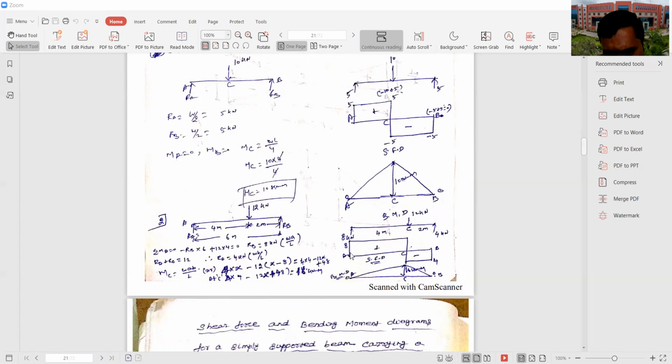So for your reaction, RA 8 kilonewton, upward positive, then it continues up to C, then minus 12 plus 8, so minus 4 coming down, minus 4, then minus 4 plus 4, 0. Here the bending moment WAB by L is 16 kilonewton meter. For a simply supported beam the ends are 0, both ends 0, so the maximum is at the point where the 12 kilonewton is acting, that is nothing but WAB by L, that value is 16 kilonewton meter. So this is how you have to draw the shear force and the bending moment diagram for the simply supported beam subjected to point load.